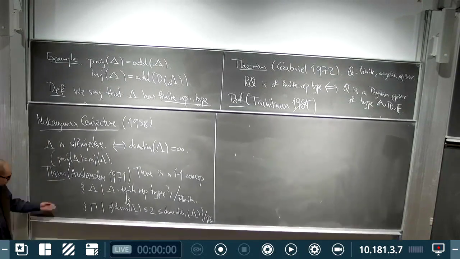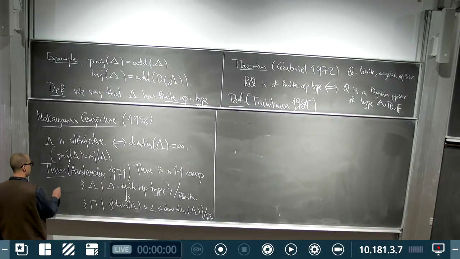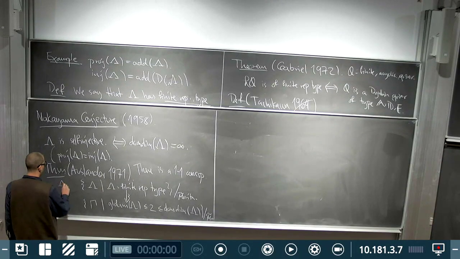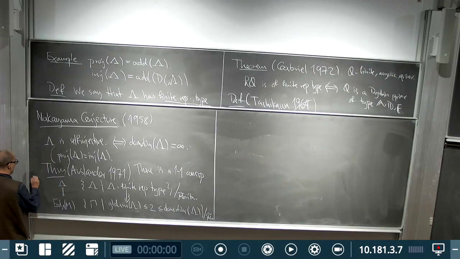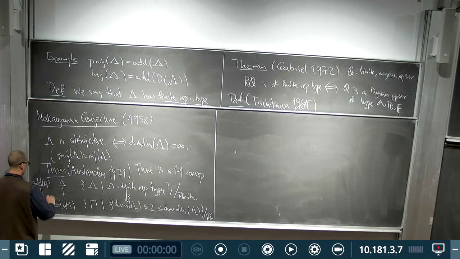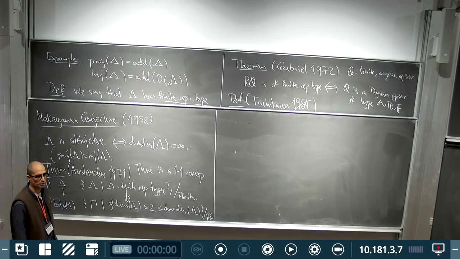So to go from top to bottom, what you do is you take lambda and you send it to the endomorphism algebra of an additive generator of the category of finite dimensional lambda modules, that exists by virtue of lambda being of finite representation type.